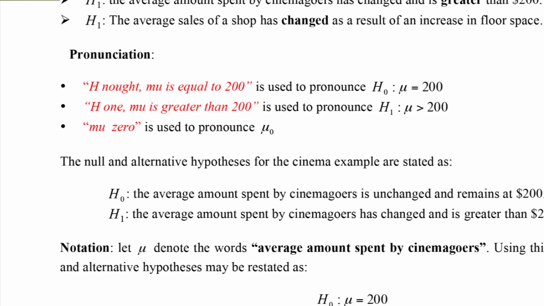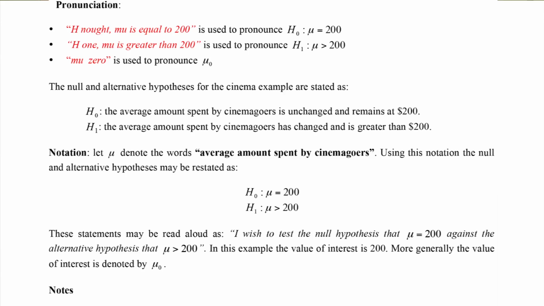Okay, let's read. The null and alternative hypotheses for the cinema example are stated below. Now remember, we call one H0, one H1. The one that's called H0 is termed the null hypothesis. Let's read. H0: the average amount spent by cinema goers is unchanged and remains at $200. H1: the average amount spent by cinema goers has changed and is greater than $200.